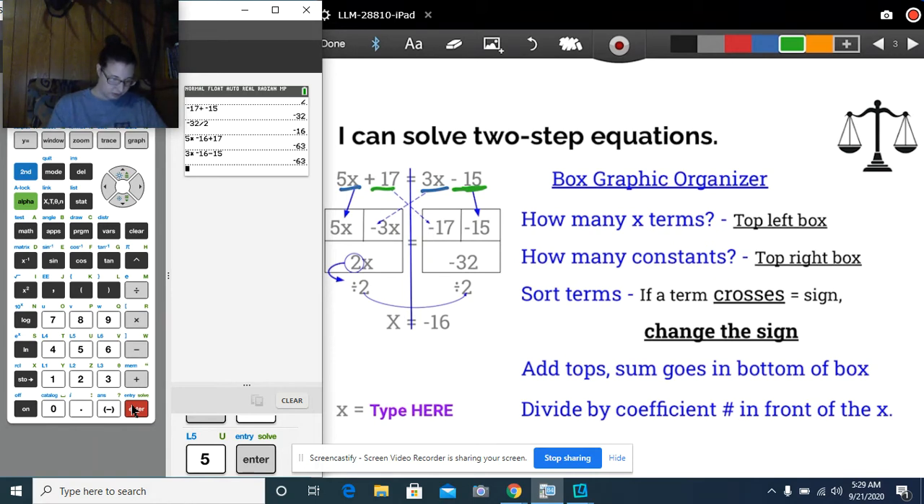When I combine these two by adding 5x plus 3x, that gives me 2x, and negative 17 plus negative 15 gives me a negative 32. The very last thing I do is I divide. I look at the coefficient in front of the variable and I divide by 2 and I get a negative 16.